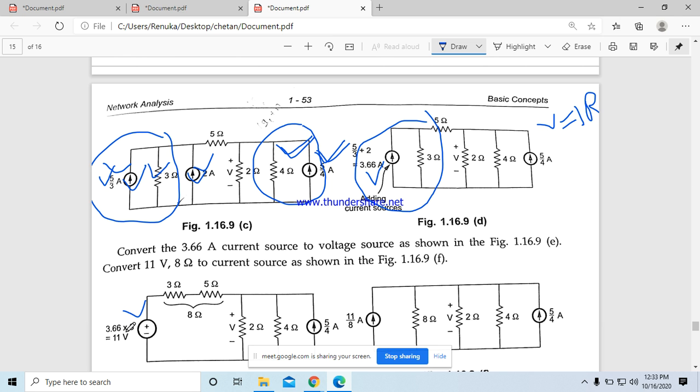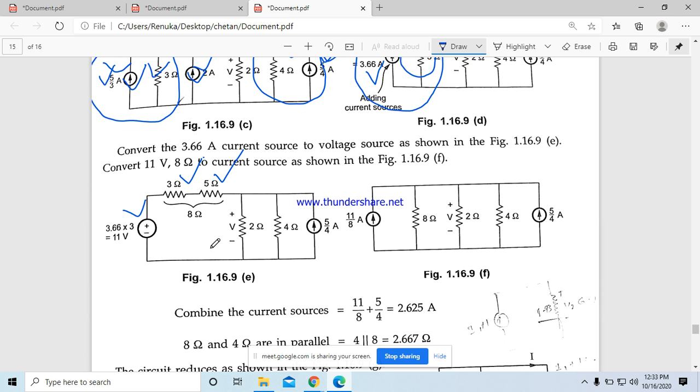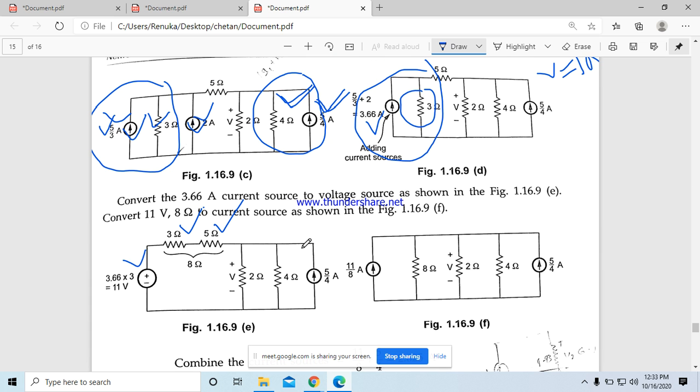How much will you get? V will be 3.66 multiplied by resistor R. What is that R? 3 ohm. We will get 11 volt. That is in series with what? This 3 ohm. They have drawn the 3 ohm in series. Next you will get 3 ohm in series with 5 ohm. Fine. These two are in series. Add these two. What will you get? 8 ohm.